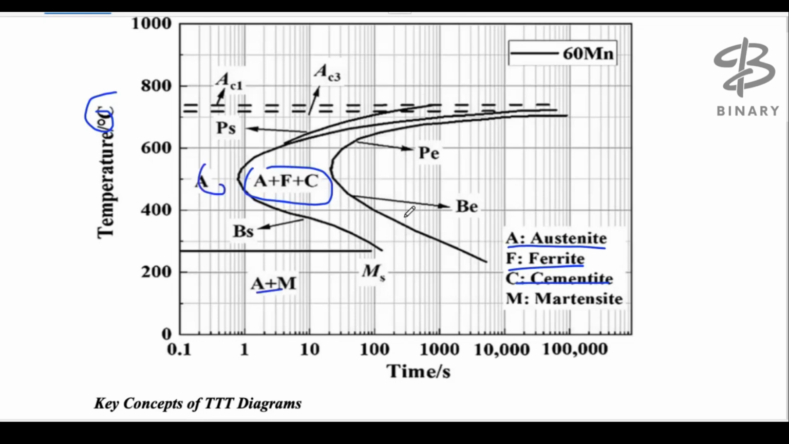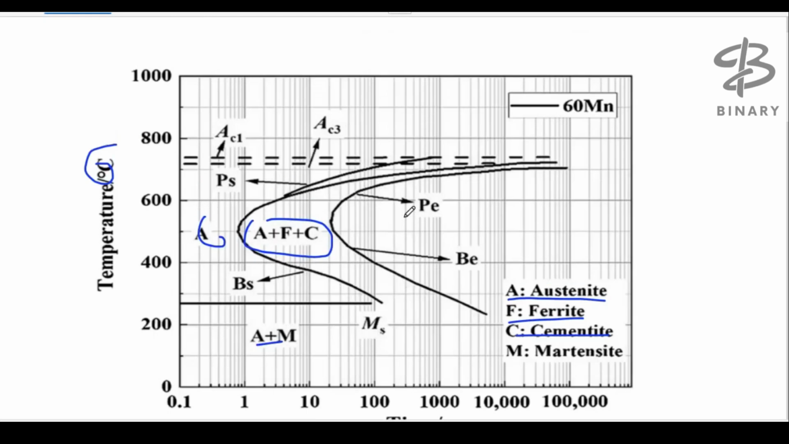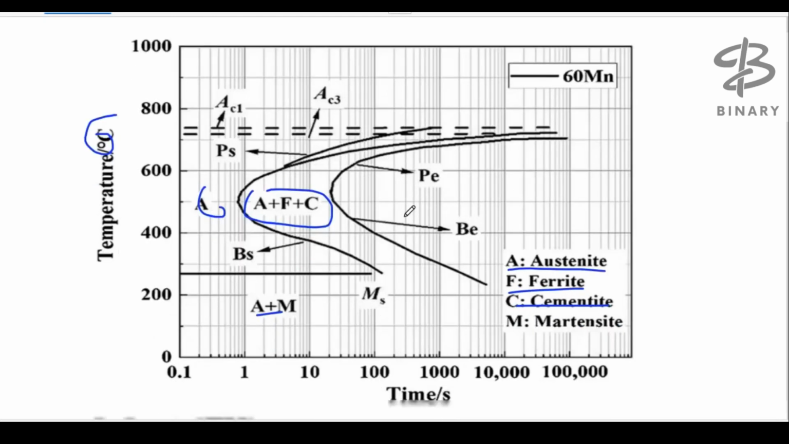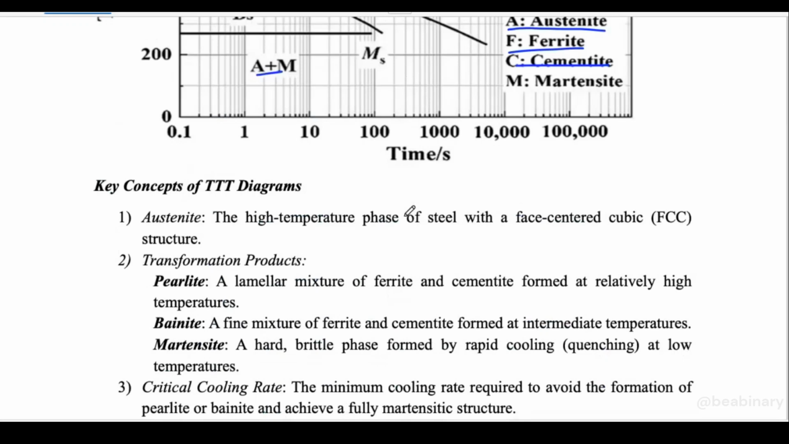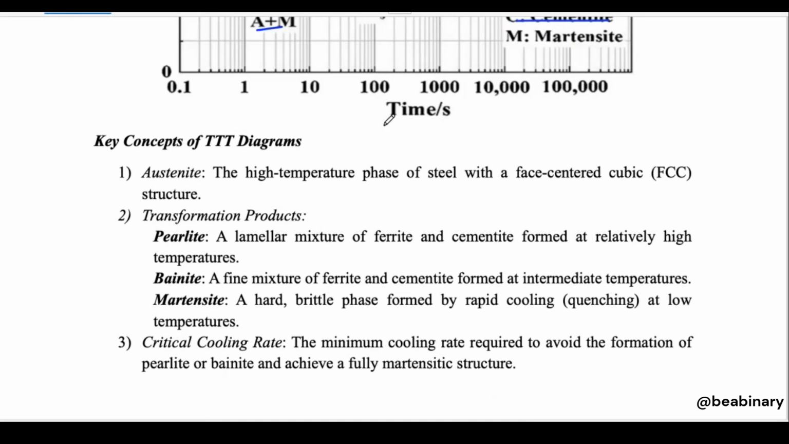These are all different isothermal transformation diagrams of steel. Time is in seconds. So here the time is 0.1 second, 1 second, 10 seconds, 100 seconds, 1000 seconds, and so on.